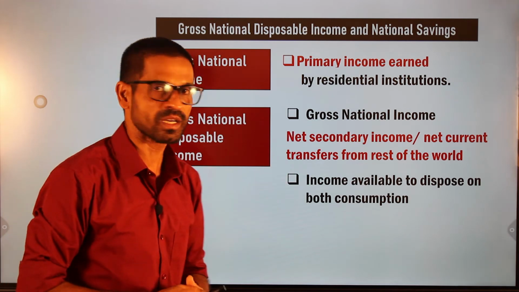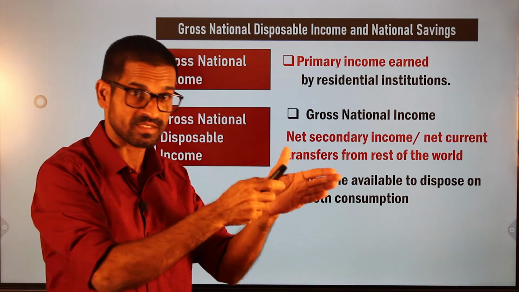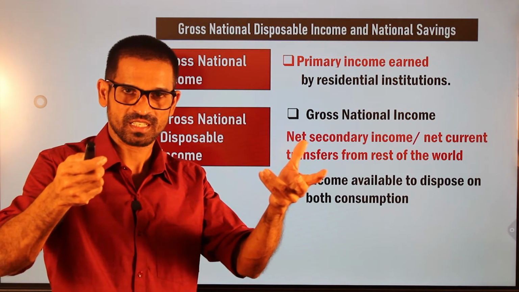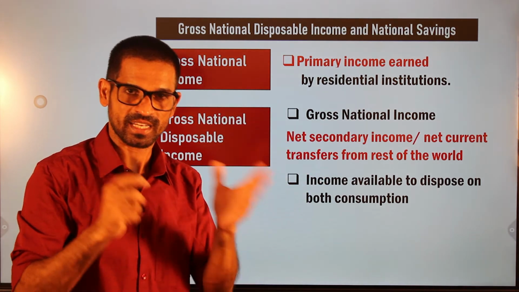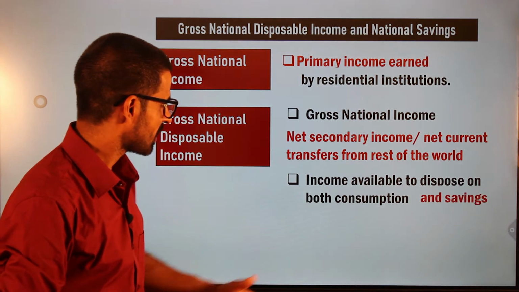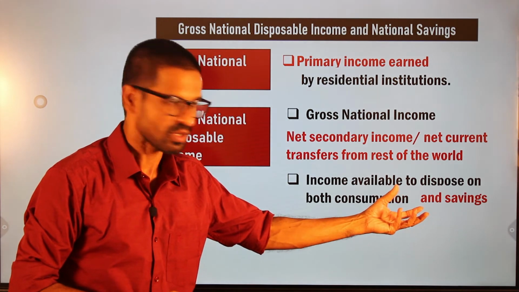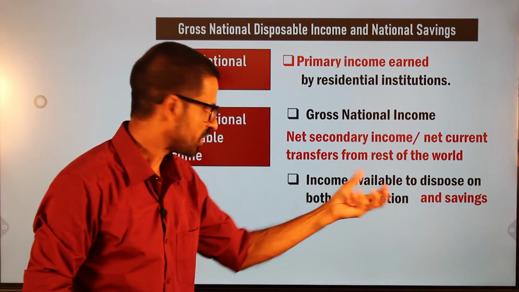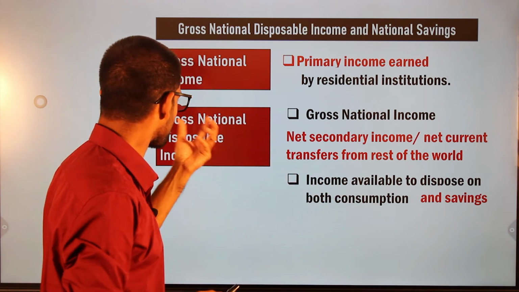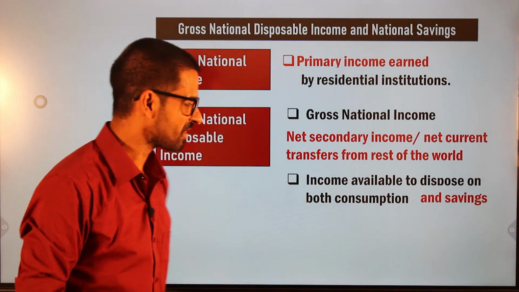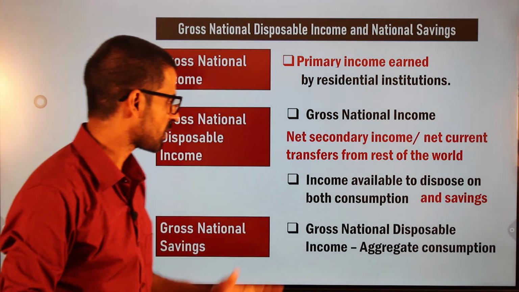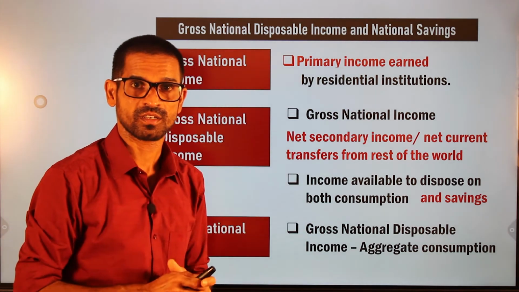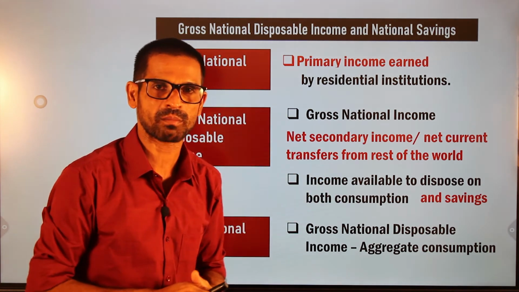Then this is the income available to dispose on, as I said, both consumption and savings. This income is available for the country to be utilized on both total consumption and savings. Therefore, you can calculate the national savings. How? By deducting consumption from gross national disposable income. What is remaining is gross national savings. So how do you calculate gross national savings? Gross national disposable income minus aggregate consumption, total consumption, which consists of both private consumption and public consumption.